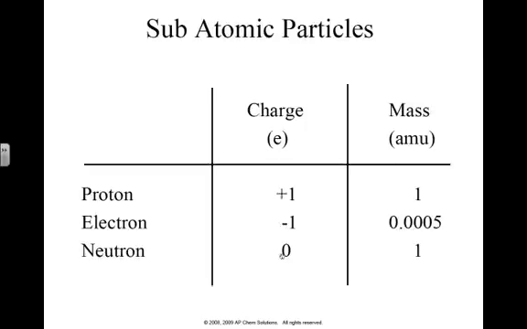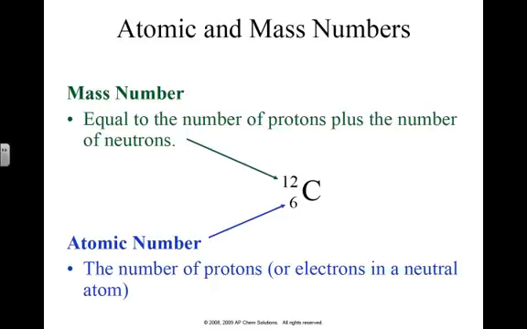Neutron, 0, no charge whatsoever. The mass of a proton we call 1. The mass of a neutron is slightly larger than the mass of a proton, but we can call it 1. It's close enough. There is mass to an electron. It's very, very small, like 0.0005 AMUs. So it's small enough that we can still call it 0.